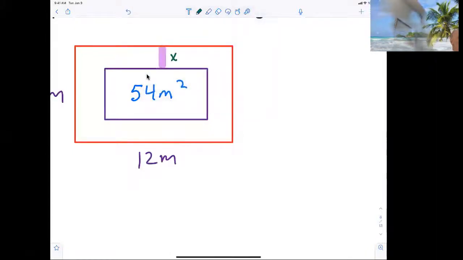So what's this width right here? That's still X. What's this right here? Why is it X? Because it's the same. That's what the uniform meant. It's the same. So this is X. And what's this? X. All right.